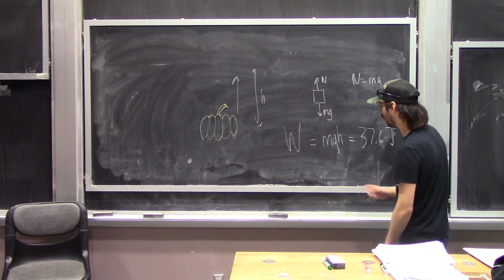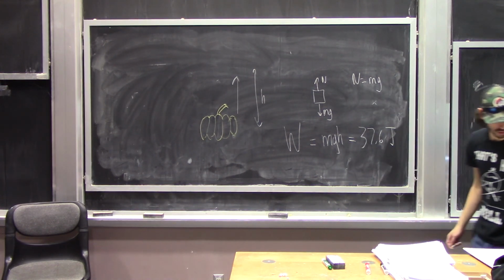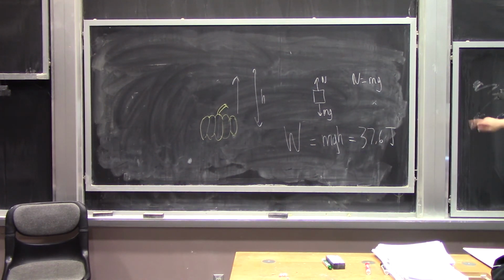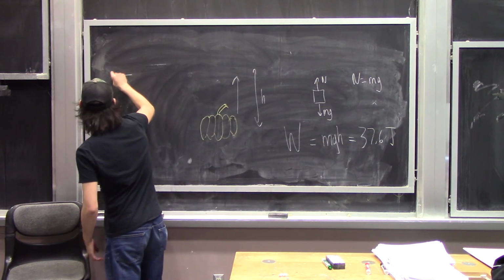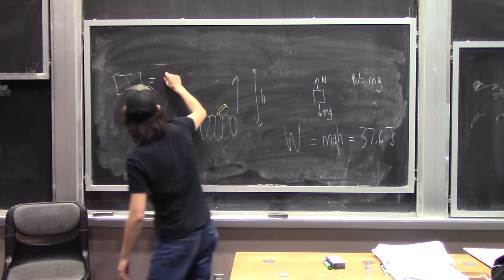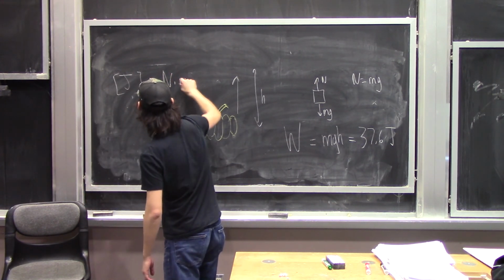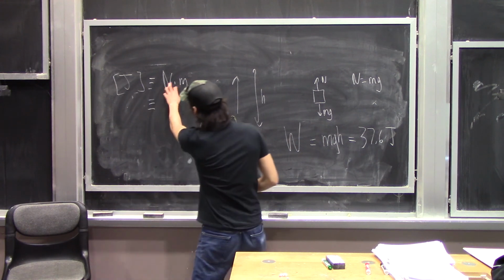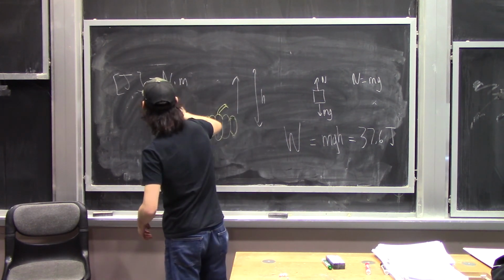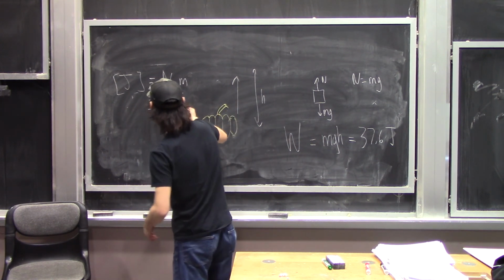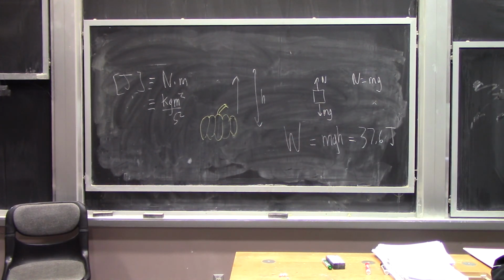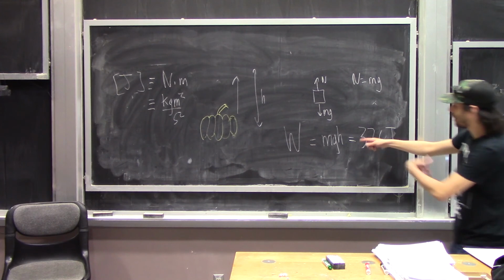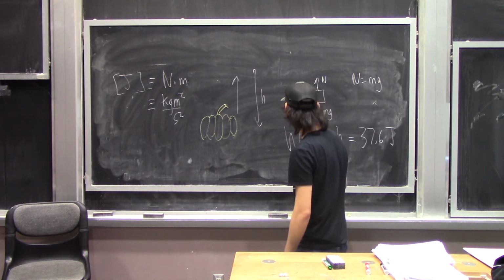37.6 joules. Now, I neglected to introduce this, but joules is the unit of work, and it's also the unit of energy. So a joule is the same thing as a Newton times a meter. And so that means that this is going to be a kilogram meter squared per second squared. Okay, so that's the meaning of the unit of joules. Okay, so this is what we would have for the lifting part.